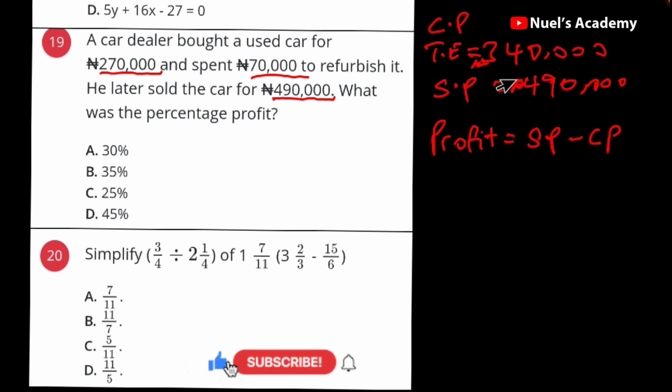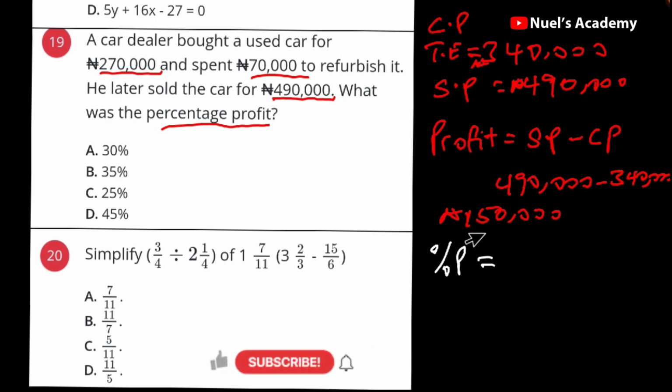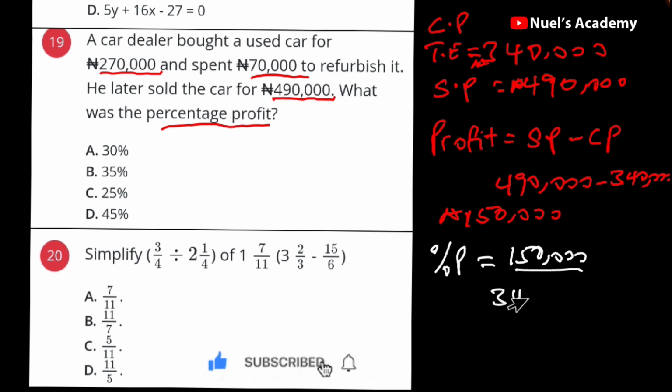So, selling price here is 490,000 minus cost price 340,000. So, profit is now equal to 490,000 minus 340,000. This is going to be equal to 450,000 naira. So, the percentage profit is now going to be equal to the profit, which is 450,000, over the cost price, which is 340,000, times 100 over 1.